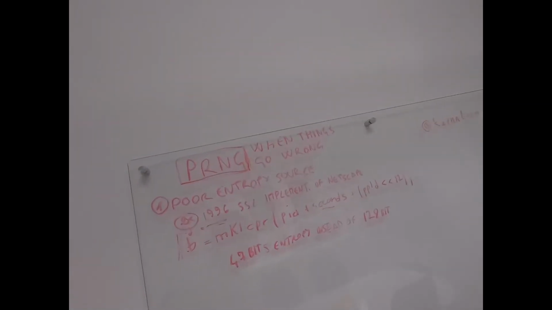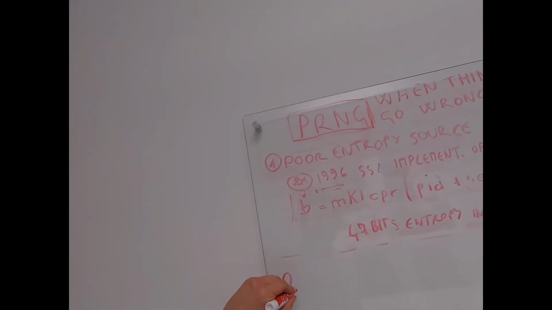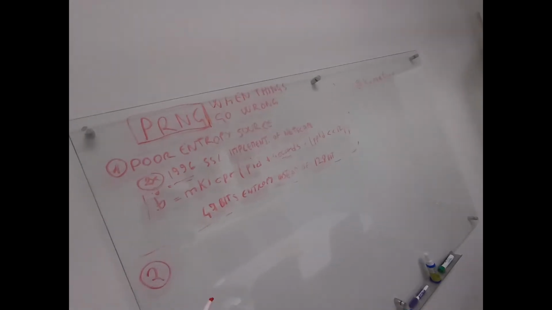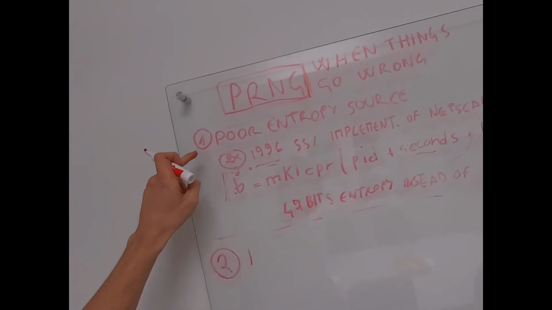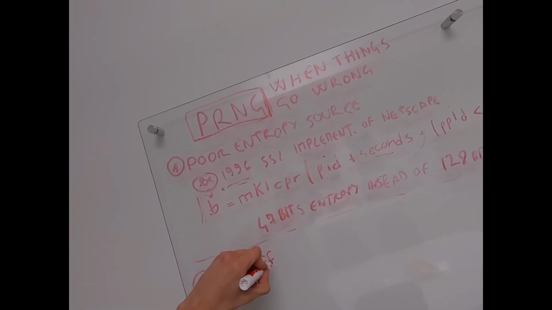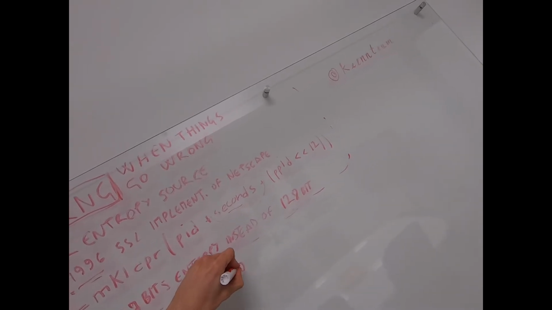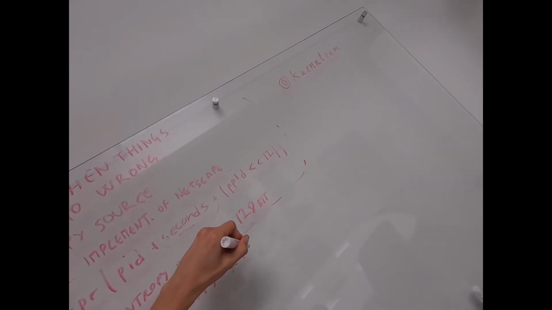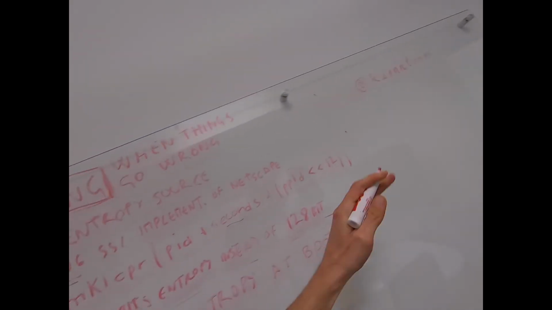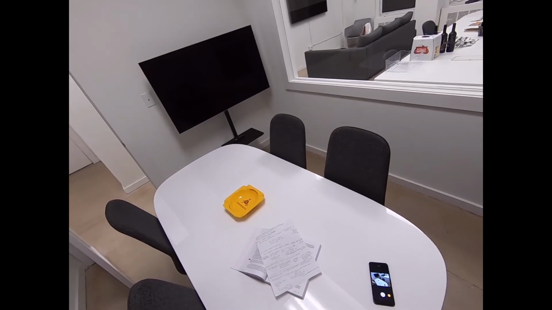Next thing that can go wrong, let me separate them. Second one is insufficient entropy at boot time. So even here, it's another type of poor entropy. Boot time, when the computer starts. And so what's happened there?